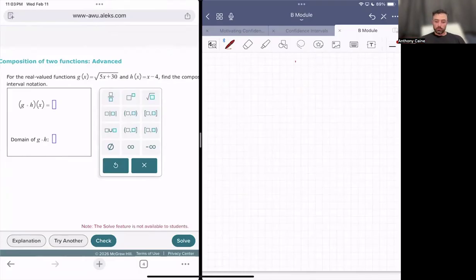Okay, so we're going to do G after H. G compose H on X. So that's fine. We could also write it like this, G of H of X. And previously I've shown us unpacking from the inside out. So that would be like doing this. G of X minus 4 equals the square root of 5x minus 4 plus 30.